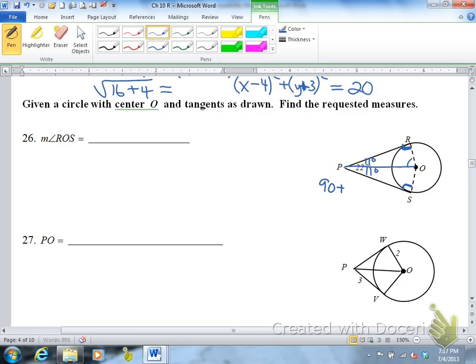That would be 90 plus 11 plus the measure of angle ROP. So that's 101, so 79 degrees is one of them. 79 degrees times 2, since you have two congruent angles. So that sounds like it's 160 minus 2 is 158 degrees.